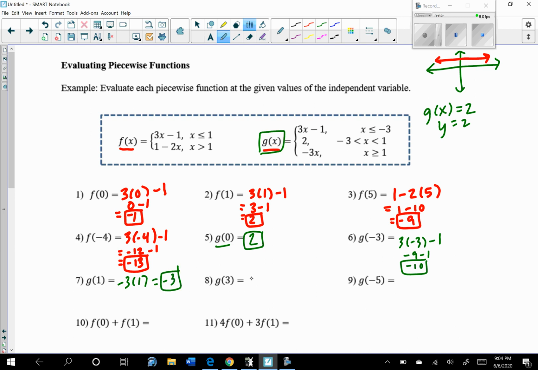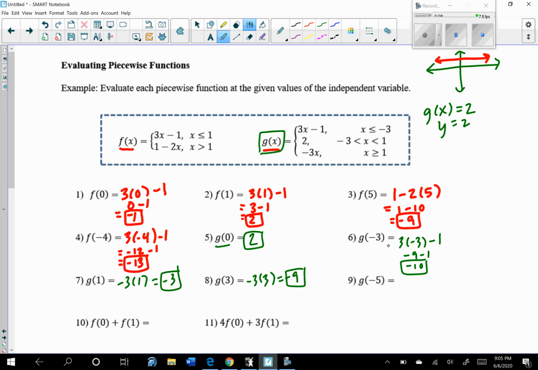For the next equation, we have g of 3. So g of 3 means that we're not using the top equation because 3 is not less than or equal to negative 3. It's not in between negative 3 and 1. It is greater than or equal to 1, in this case greater than 1. So we're using the bottom equation, negative 3 times 3, which is negative 9.